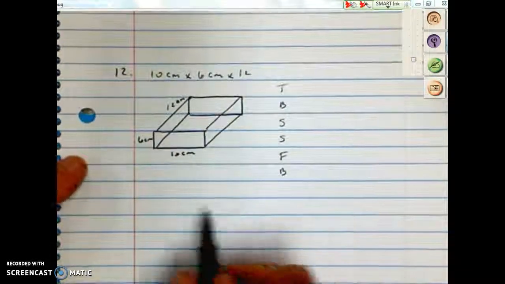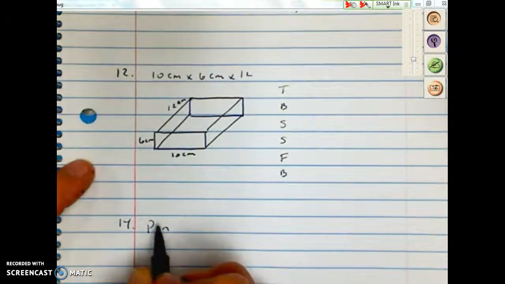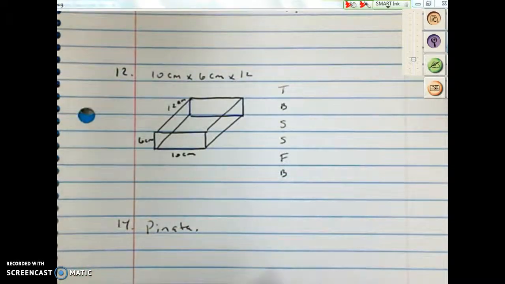Then we're going to go to number 14. This time we're finding a piñata. So we want to ask a question about a piñata. And our time is going to run out here, so we're going to continue this on the second part of lesson 10.6.